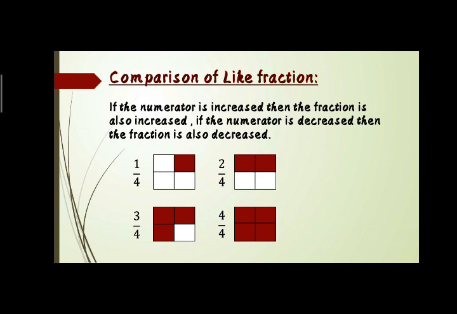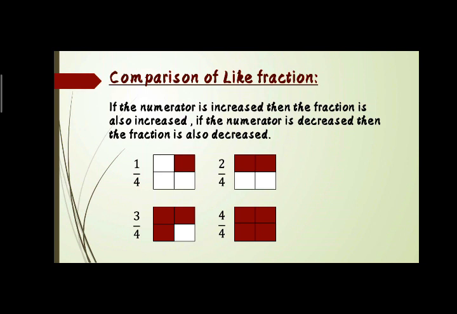Comparison of like fractions. First of all, how do we identify like fractions? Like fractions are those fractions that have the same denominator, like this one. Denominator is 4, denominator is 4, denominator is 4, denominator is 4. That's why it is a set of like fractions.